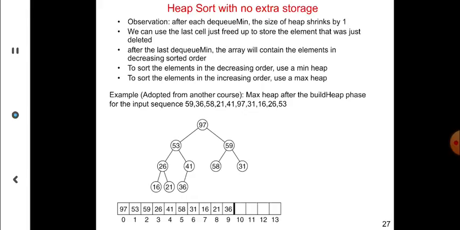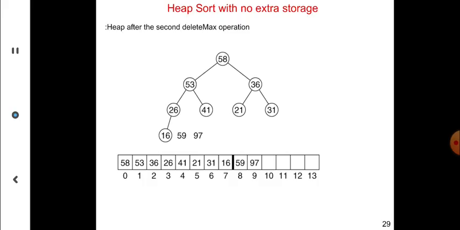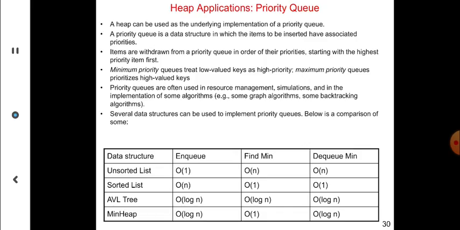Heap sort with no stack storage: you can understand that you are sorting based on the heap, and with each DQ the MinHeap size remains the same. So heap sort with no stack storage. You can see here there is no extra storage, and you are doing it.